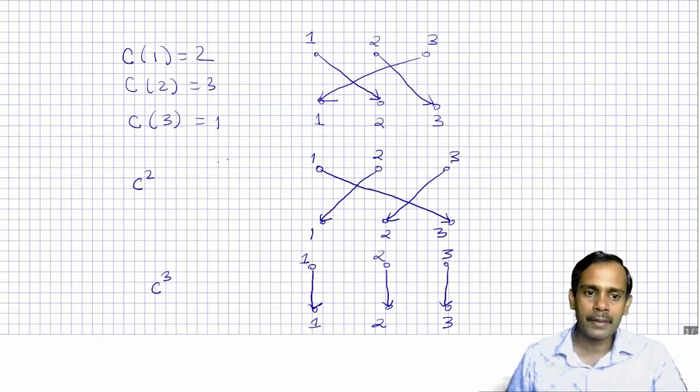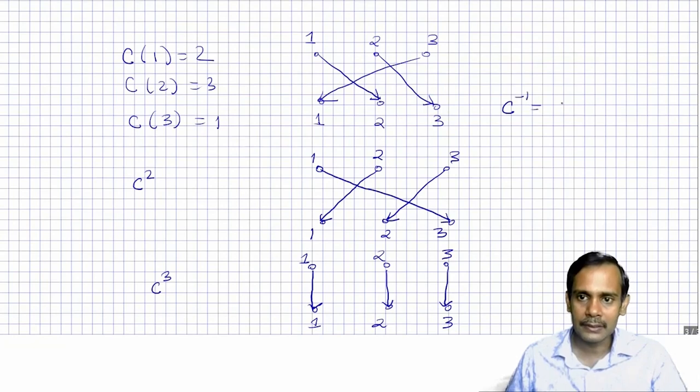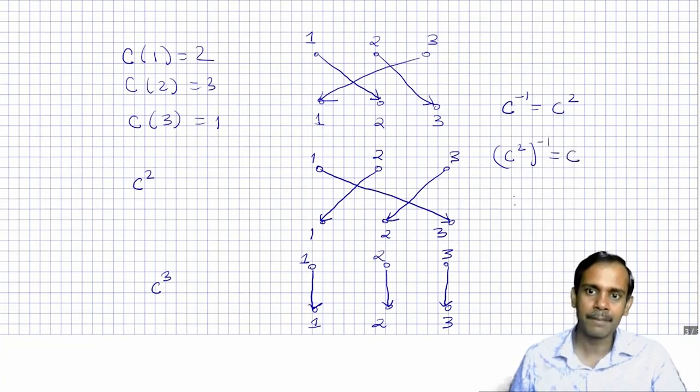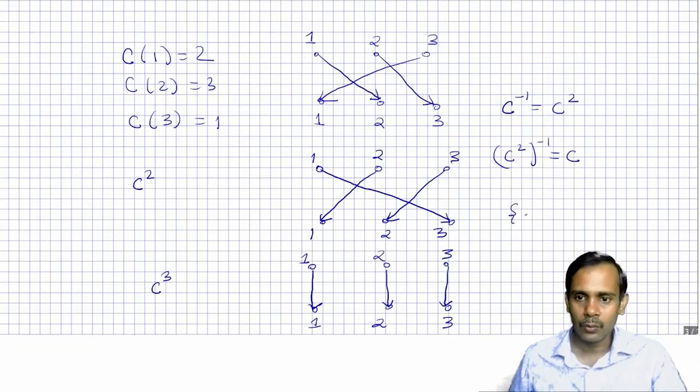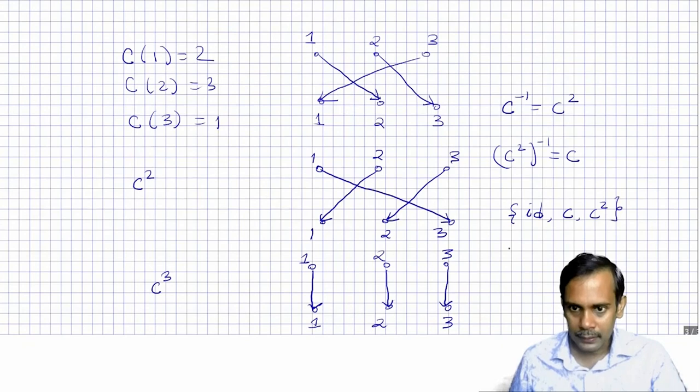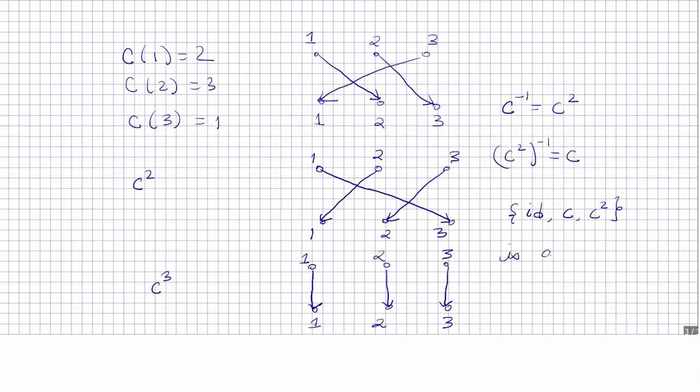And what this also says is that C inverse is C squared and C squared inverse is C. And with this, you can check that {1, C, C squared} is also a subgroup of S3.